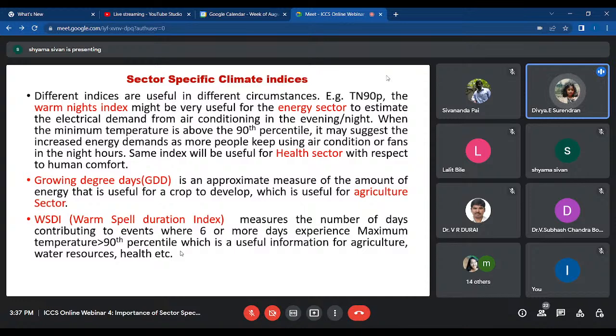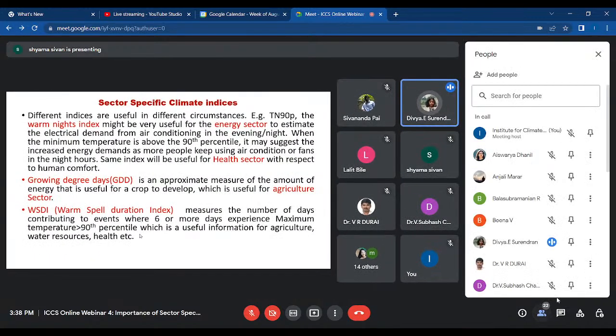Another important one is growing degree days. This gives an idea of how much energy is needed for a particular crop to grow. The person working in agriculture, dealing with a particular crop, will know which temperature is suitable for that crop. So from the past data, how many days are favoring that particular condition. Based on that he can take a decision whether he wants to plant that particular crop or wait for the next season.